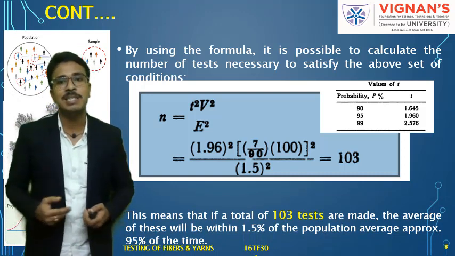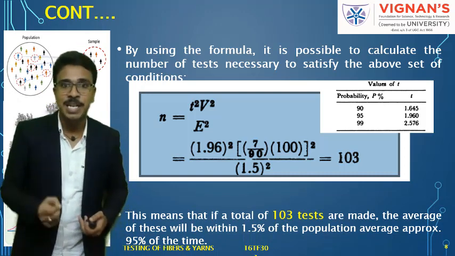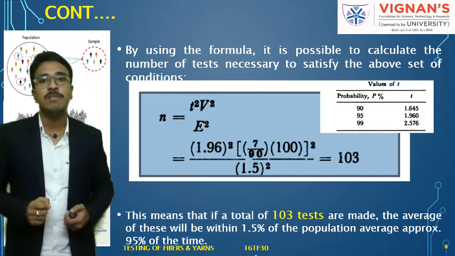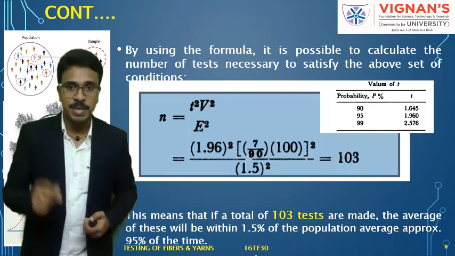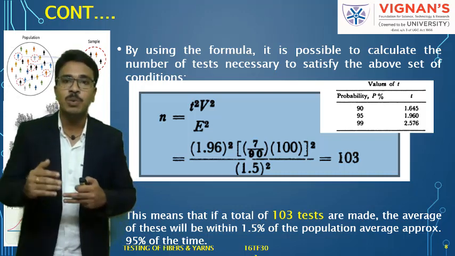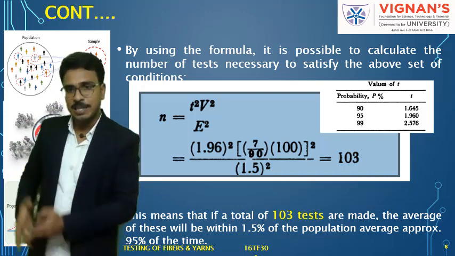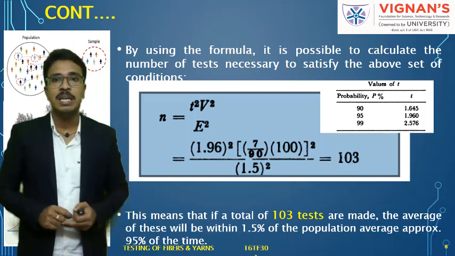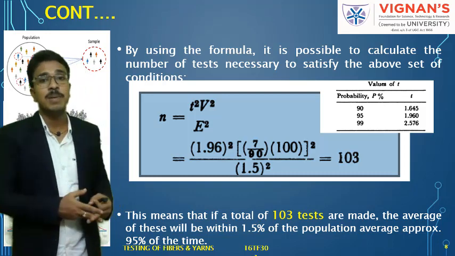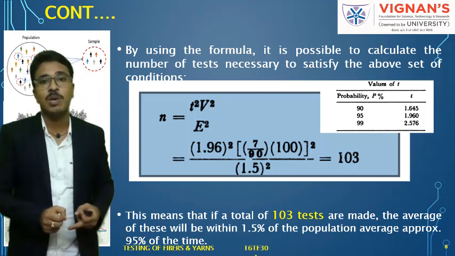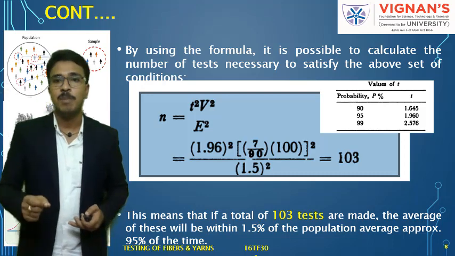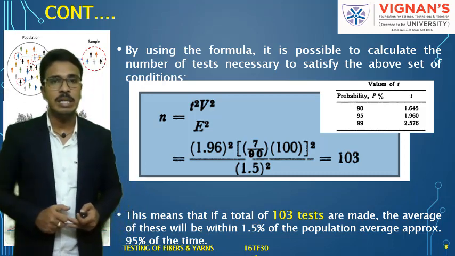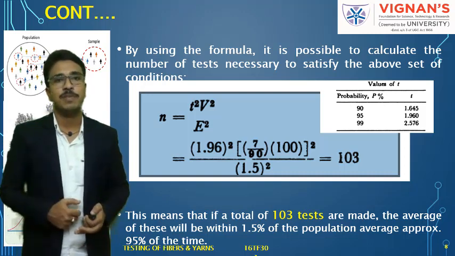So what do we mean by this number 103? This means that if a total of 103 tests are made, that means if you carry out 103 tests, the average of the results will be within an error of 1.5 percentage of the population average, approximately 95 percentage of the time. This is the meaning of it.